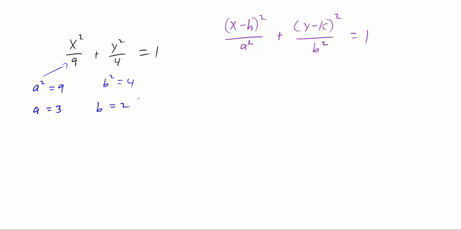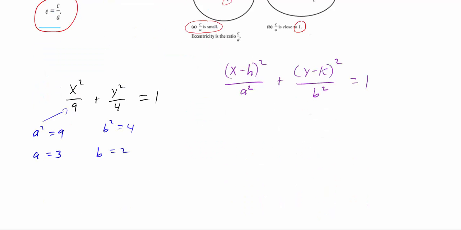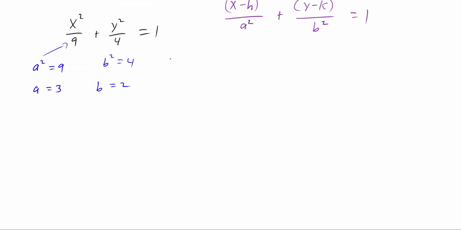And then the other part that we need to find would be the c value. And we can calculate again the value of c by simply using a squared minus b squared. So therefore, we would take c squared is equal to a squared, which is 9, minus b squared, which is 4. So c squared is equal to 5. So c is equal to the square root of 5. And I'll leave this as the square root of 5 for an exact answer.